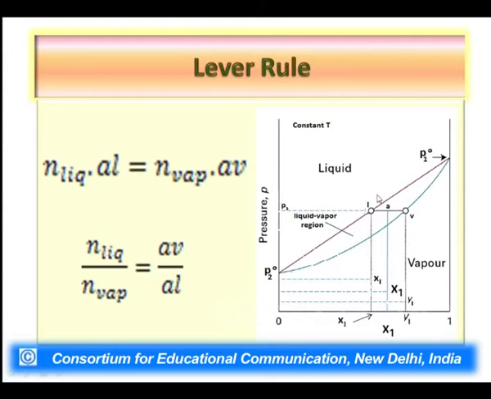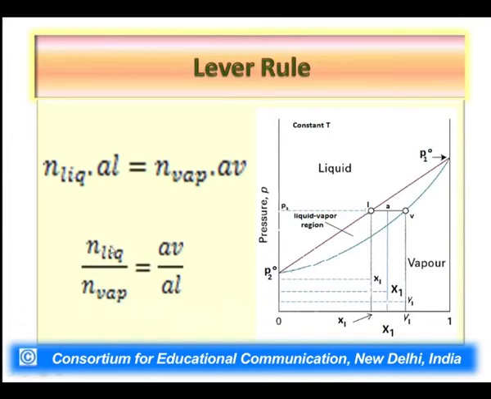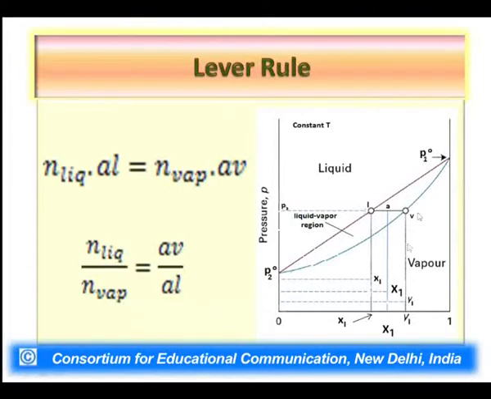If you look very carefully, we can now state the lever rule in words. It is the number of moles of the liquid phase multiplied by the distance of the line segment from the overall state point to that of the liquid phase, and that should be equal to the number of moles of the vapor phase multiplied by the distance of the line segment from the overall state point to that of the vapor phase, when equilibrium is established. When we rearrange it, what we get is N liquid by N vapor, which is nothing but the relative amounts of the two different phases, and that should be equal to AV by AL. We can also understand it by way of a mnemonic: the number of moles of liquid to the vapor phase is equal to the ratio of line segments from the overall state point to the vapor phase to that of the liquid phase.